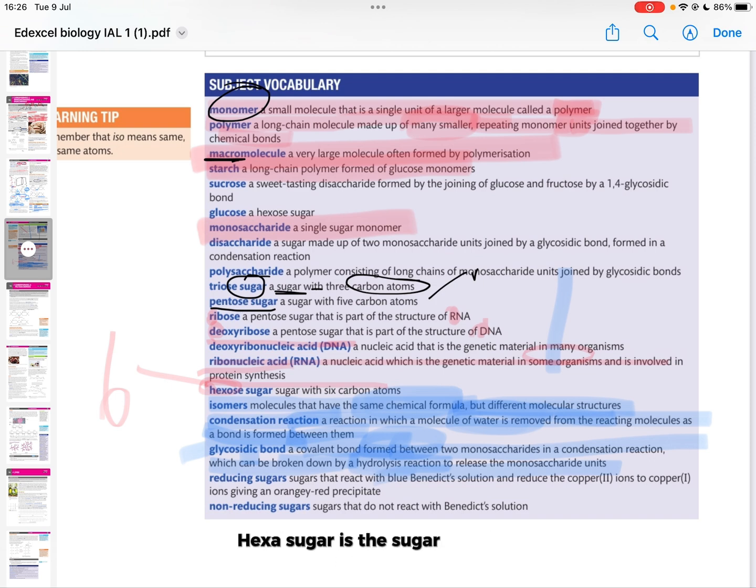Hexose sugar is a sugar with 6 carbon atoms. Isomers, as we mentioned before, are molecules that have the same chemical formula but different molecular structures, for example the position of the OH between alpha glucose and beta glucose. Condensation, as we mentioned earlier as well, is the reaction in which a molecule of water is removed from the reacting molecules as a bond is formed between them.